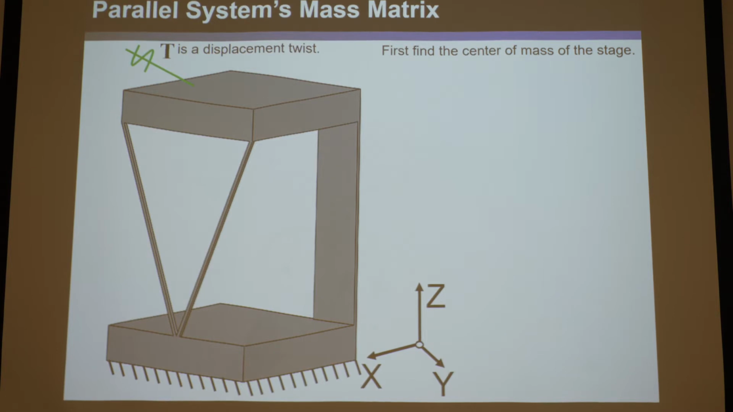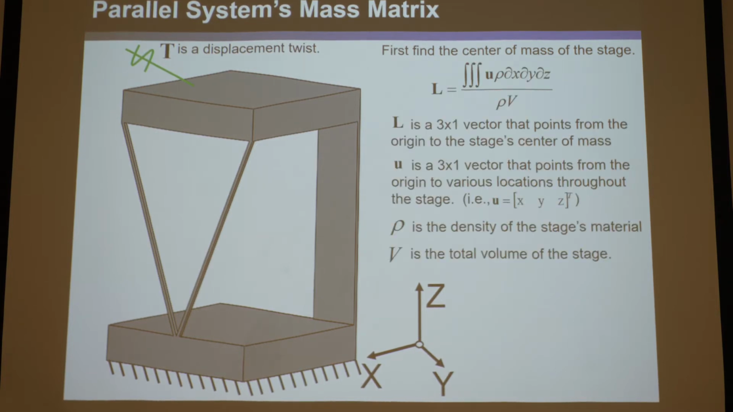Okay, so how do we do this mass of this stage? Well, first you need to find the center of mass. Of course the mass of this stage is just the volume of the stage times the density of whatever material it's made of. That's the mass of it. But where is the center of mass?